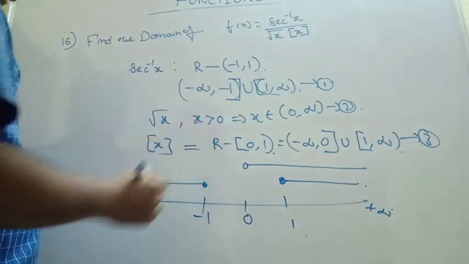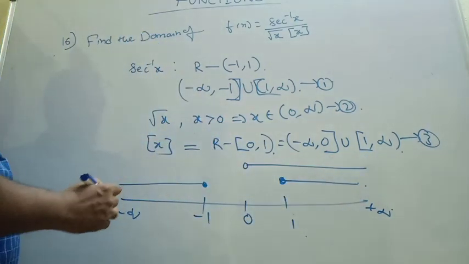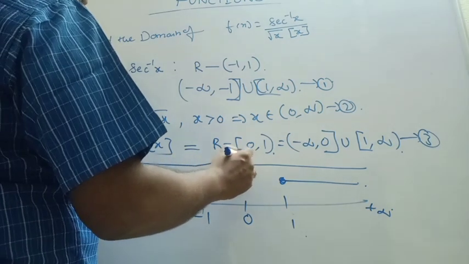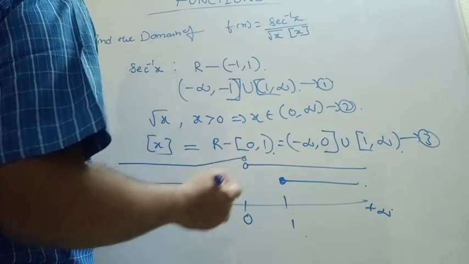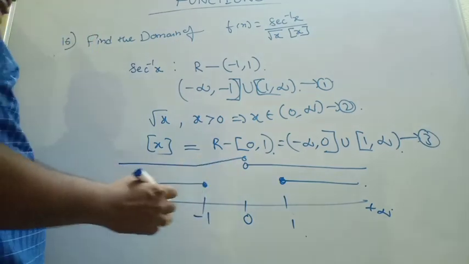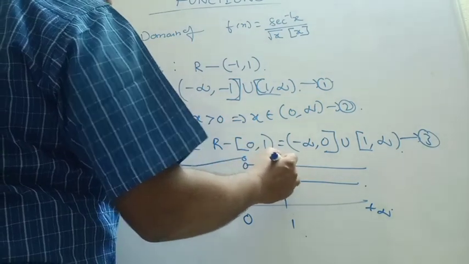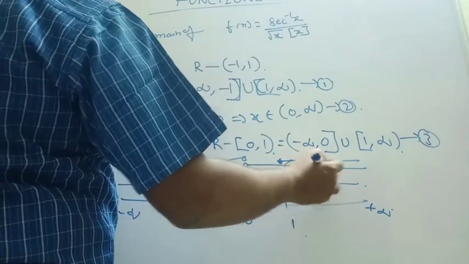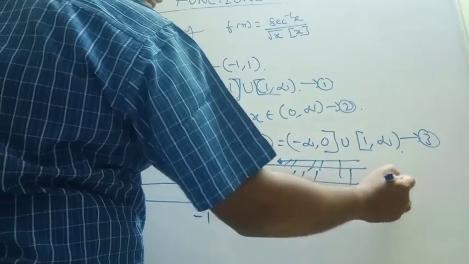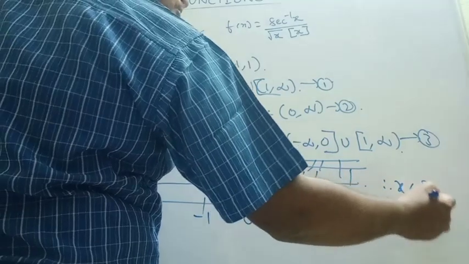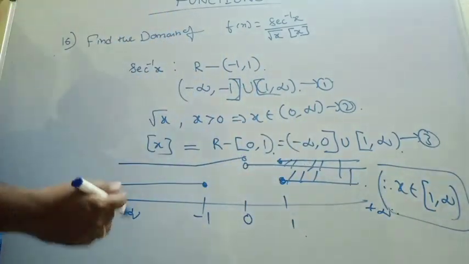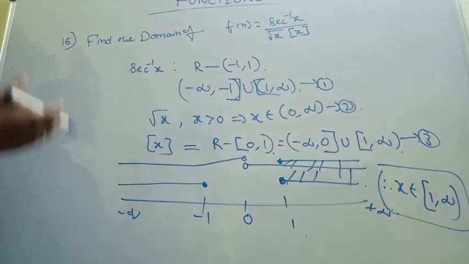Next, the third one is nothing but minus infinity to 0. And the fourth, 1 to infinity like this. Now the three lines are present only here. Therefore, the domain is nothing but x belongs to 1 to infinity. This is the domain of this particular function. In this beautiful way, we will be doing this particular problem.